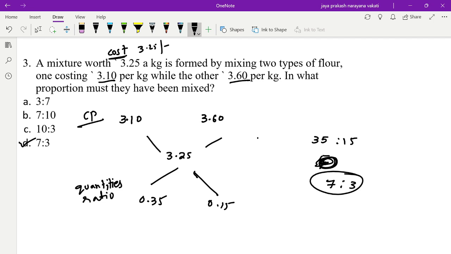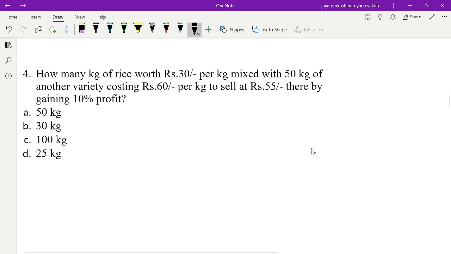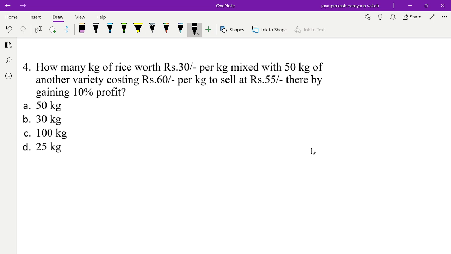I hope you are understanding this butterfly method. This is a very important method, guys. Please do follow this. And let's go to our fourth problem. Here this is a profit and loss mixed problem, guys. It's a mixture allegation only.